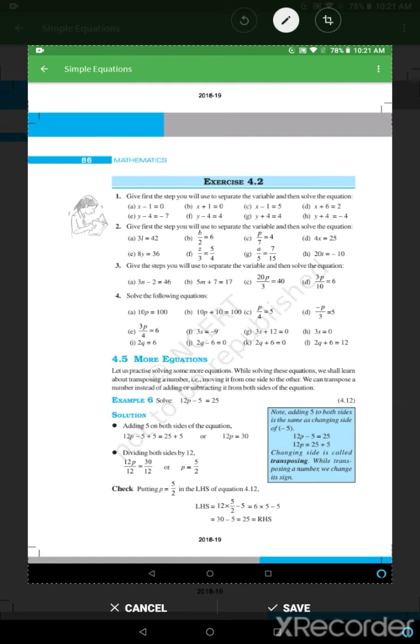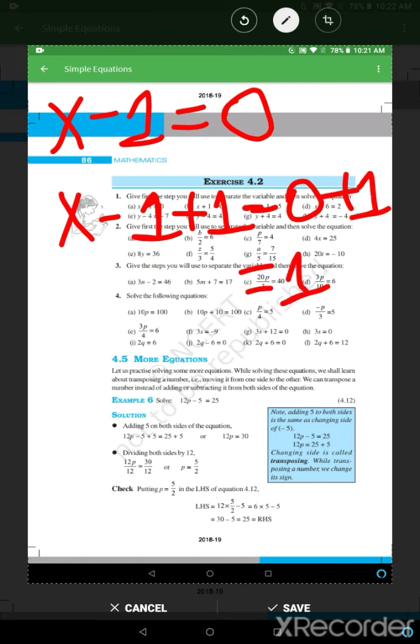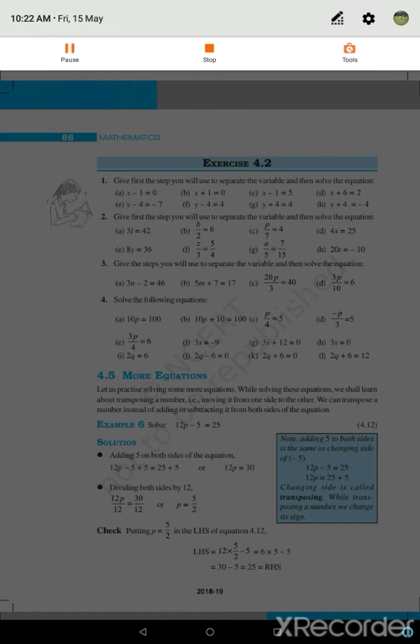x minus 1 is equal to 0. Here it is minus, so we will add 1. So x minus 1 plus 1 is equal to 0 plus 1. So the value of x will be 1. So we have done.